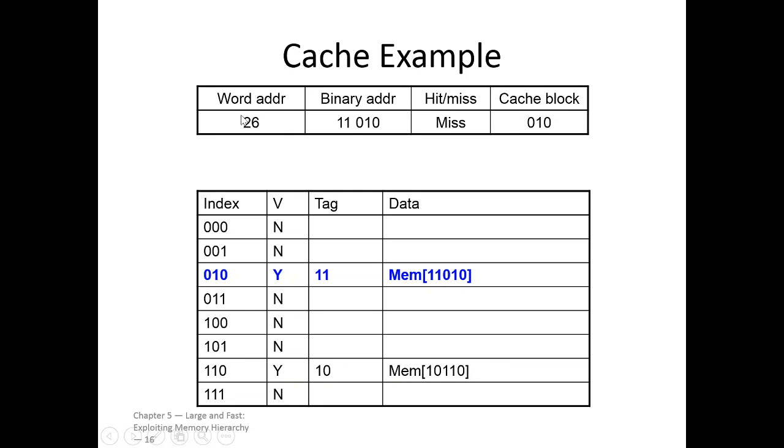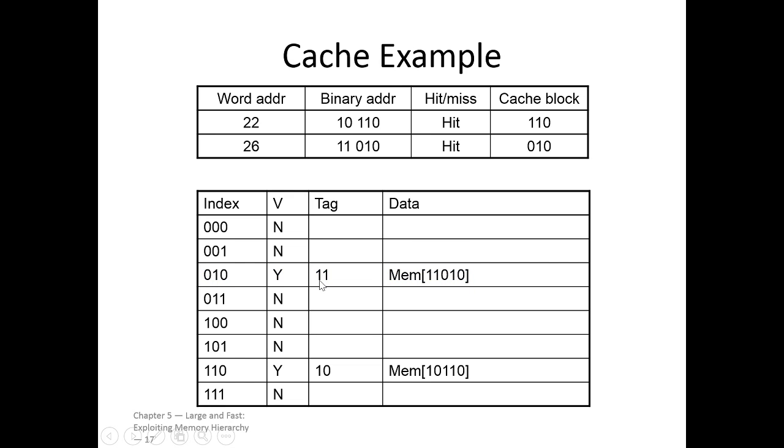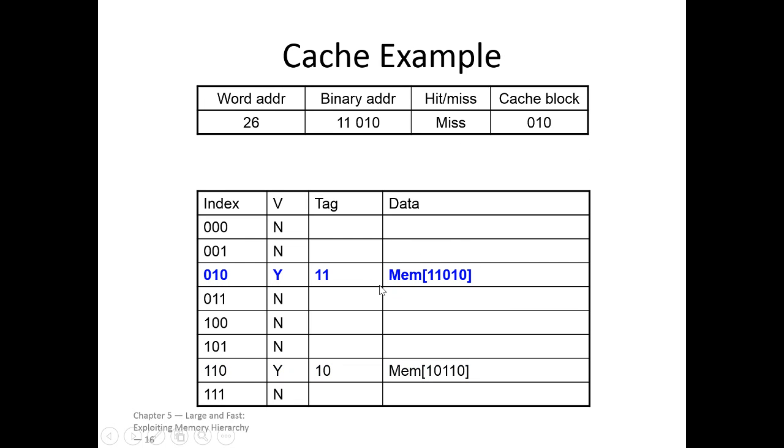Now we want the word at address 26, block 26. Well, it's not in cache. We look, it's not there. A second ago it wasn't there, it was empty. So we go grab that also. So we set this to a valid bit, we bring in the data.